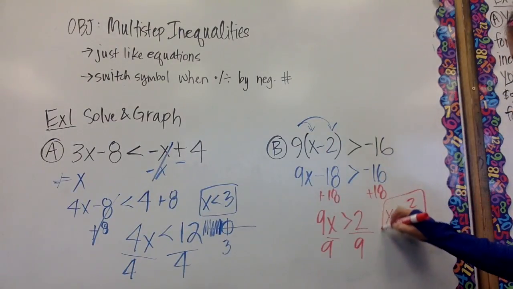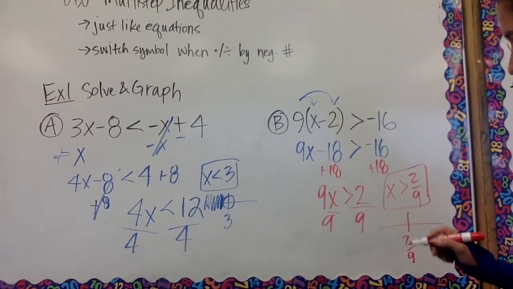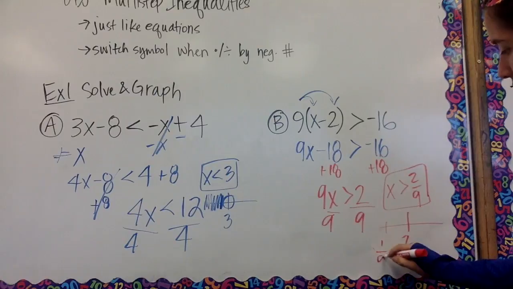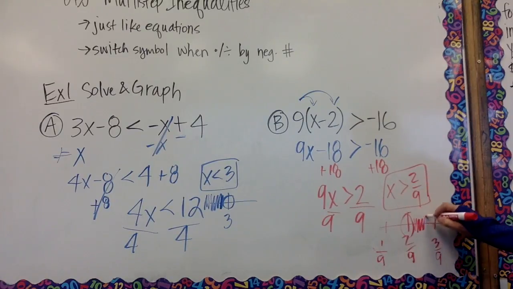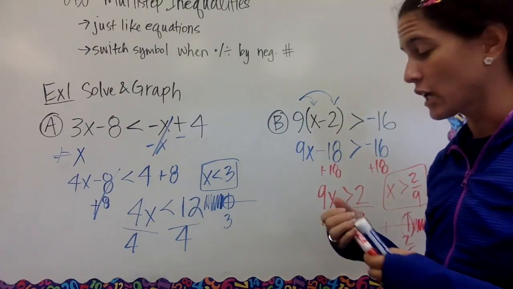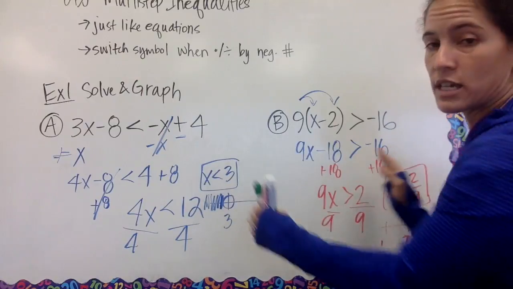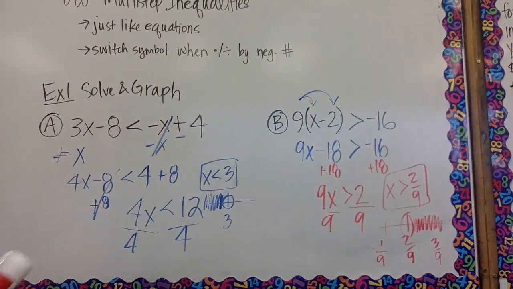That is my solution inequality, and I need to graph it. 2/9 will go in the middle. And then if you want to, you could put 1/9 and 3/9, but it's going to be an open circle. And my variable's next to the open mouth, so I'm going to shade bigger to the right. So that was a quick review of solving inequalities, but with the multi-steps. So now let's go to some word problems.